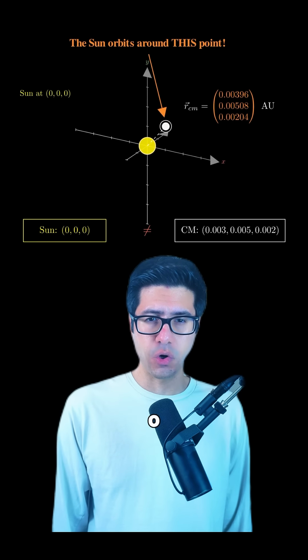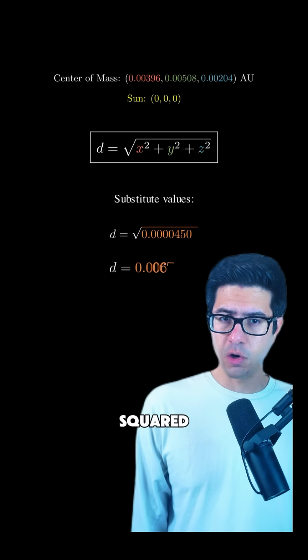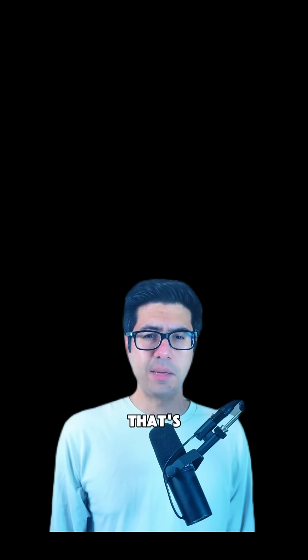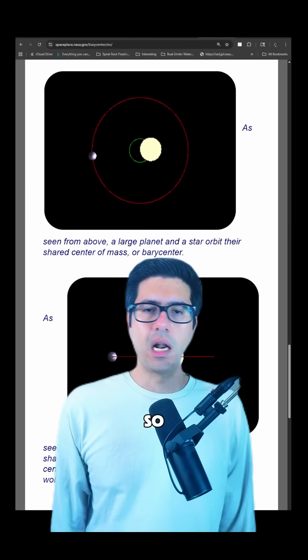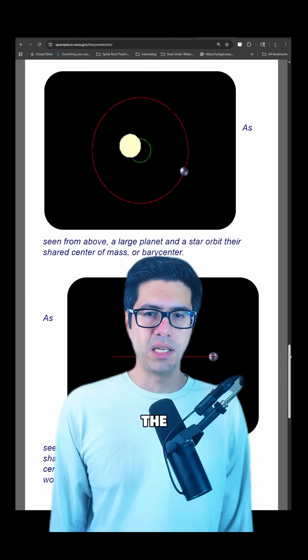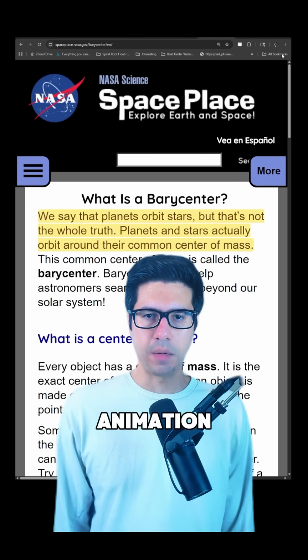It's not 0, 0, 0 where the sun is. The distance to the sun will be the square root of x squared plus y squared plus z squared, or 0.007 AU. That's about 1 million kilometers, when the sun's radius is about 700,000 kilometers. So, the sun isn't the center of our solar system. The sun is also going around the center like this. And if you still don't believe me, the source for this last animation is NASA.